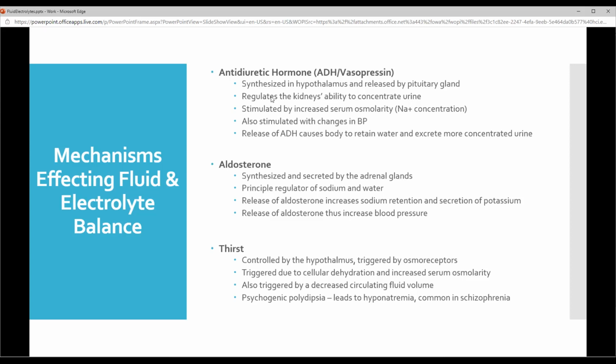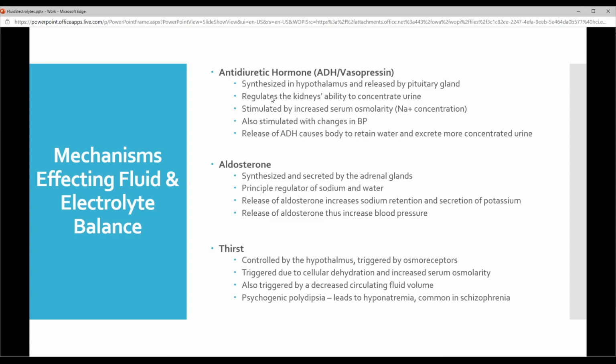So if you remember from pharm, a lot of the drugs that are used to treat blood pressure act on the RAA system, renin angiotensin aldosterone system. You don't need to know that right now, but that's why, because they stop that secretion of aldosterone and keep the body from retaining sodium.